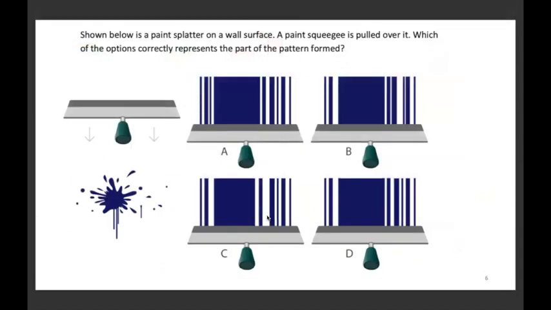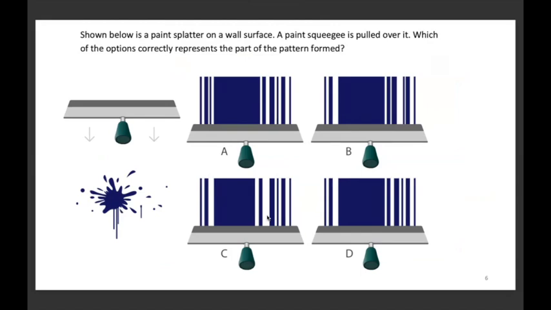Shown below is a paint splatter on a wall surface. A paint squeegee is pulled over it. Which of the option correctly represents a part of the pattern that is formed? There's a squeegee that is moving over the paint splatter. We have to find which of the pattern that will be formed.